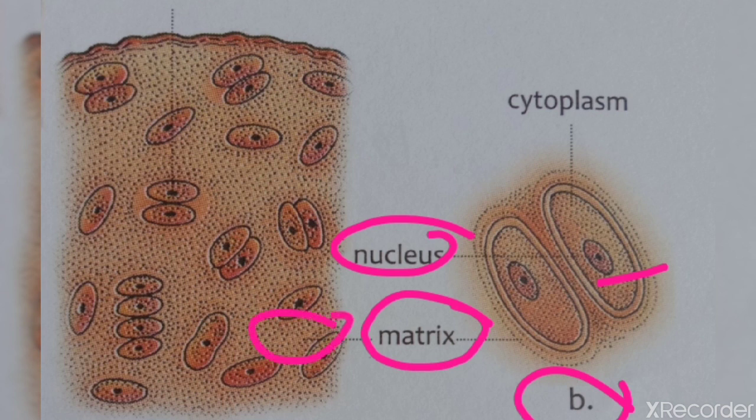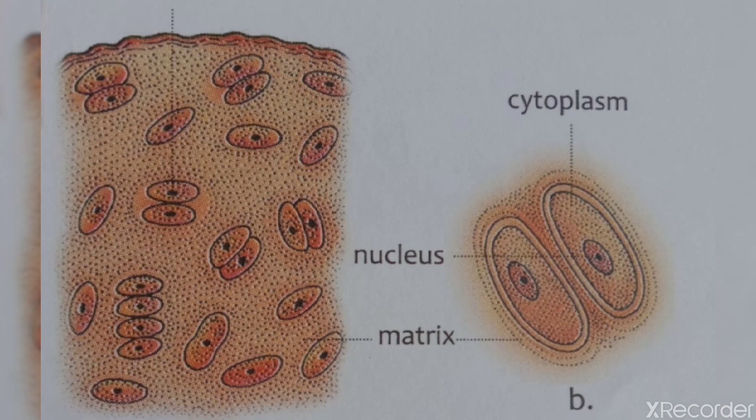You can see lacunae also. Lacunae are small spaces in which cells are located. Clear? Lacunae is this one. Lacunae are small spaces in which cells are located.